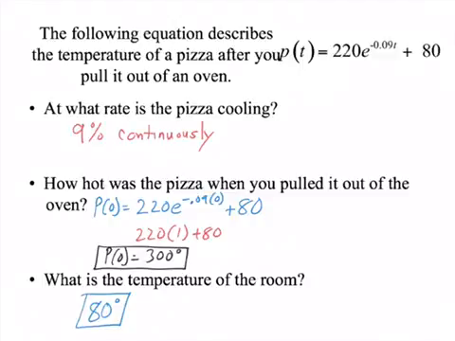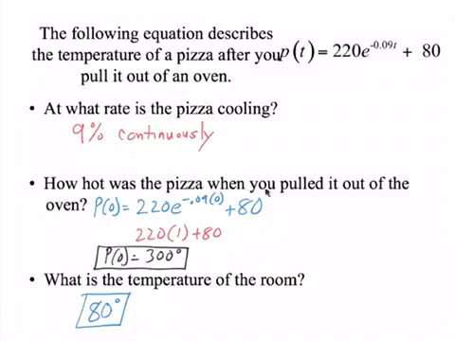Alrighty, this right here is the equation of a pizza cooling down after you take it out of the oven. So at what rate is the pizza cooling? It's that percent right there. It's continuously decaying by 9%. It's continuous because e causes a continuous decay, 9%. It's actually a decrease, but that says cooling, so decay. So you could put a negative if you want, don't have to.